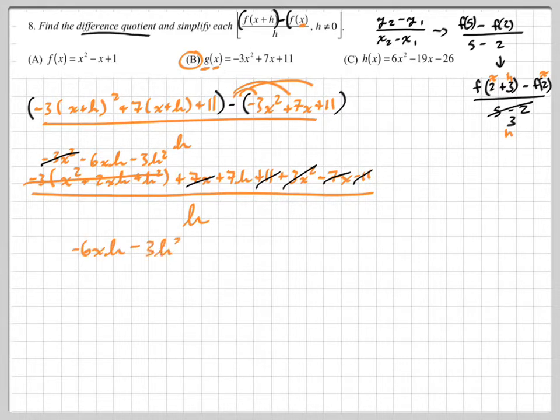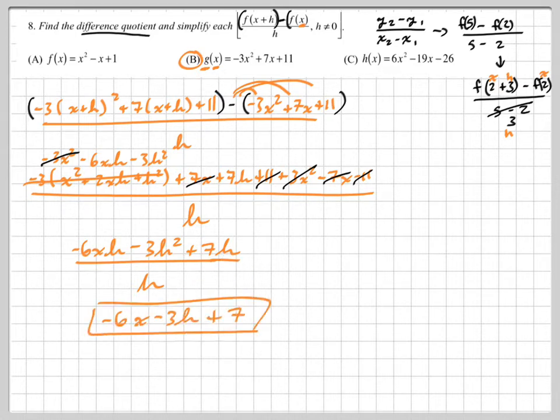So let's rewrite what we got. We got negative 6xh minus 3h squared plus 7h. We're going to divide each of those terms by h, each of them. This one divided by h, this one divided by h, this one divided by h. When I do that, this is my result, which is my answer. That's how you do the difference quotient with these bad mamma jammas.